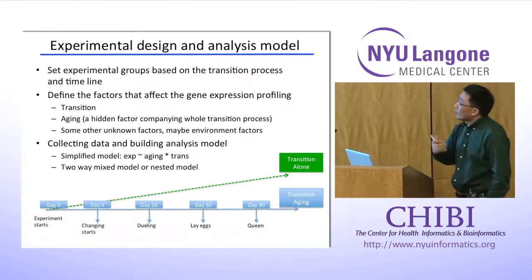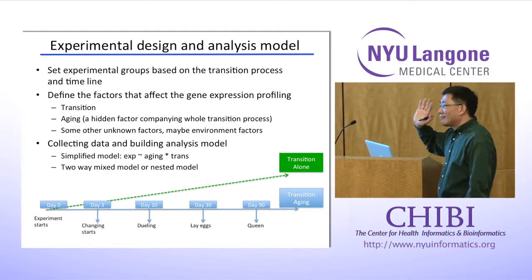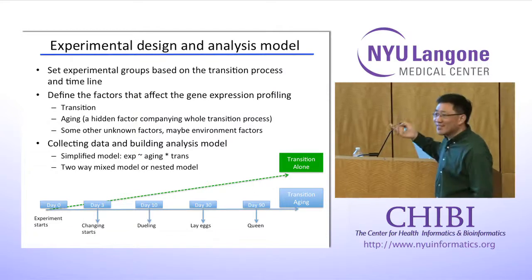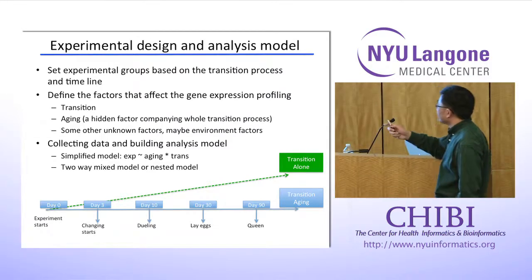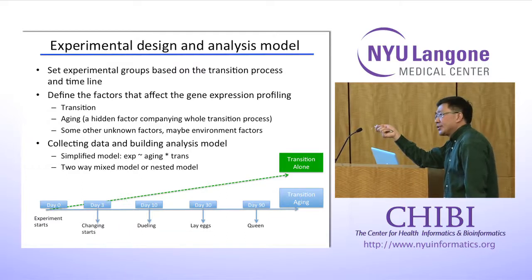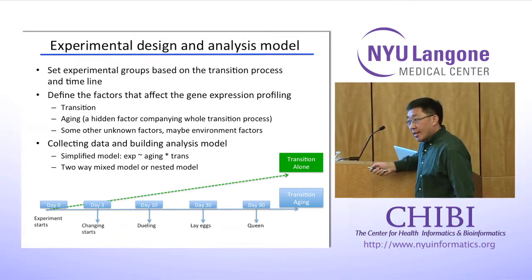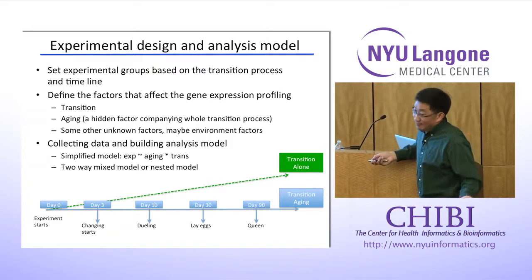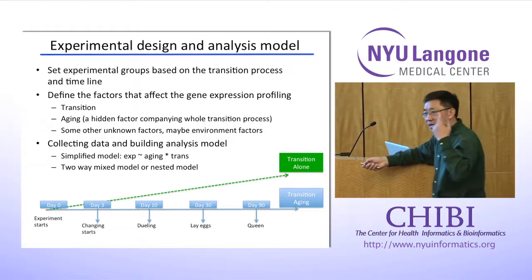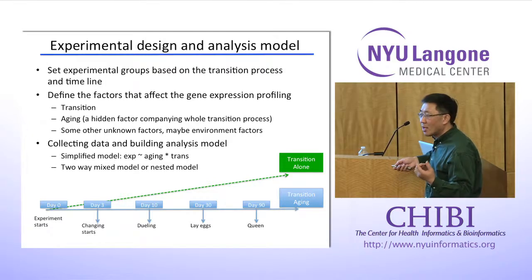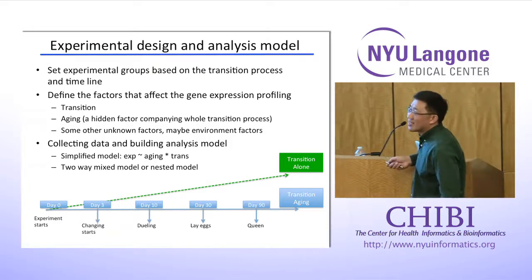So, to understand this process, you can do this experimental design and create an analysis model. Because this process usually takes a little bit of time to finish. And the lifespan of an ant is not like mice or humans. So along this transition process, there is a hidden factor, that's aging. And this aging factor always comes with this transition process.